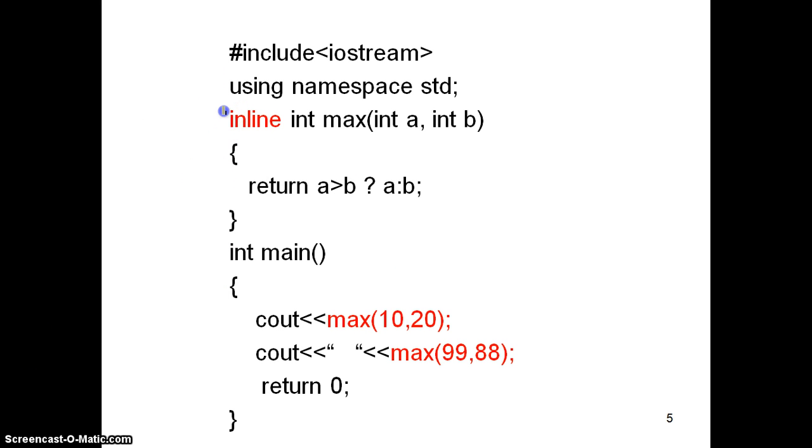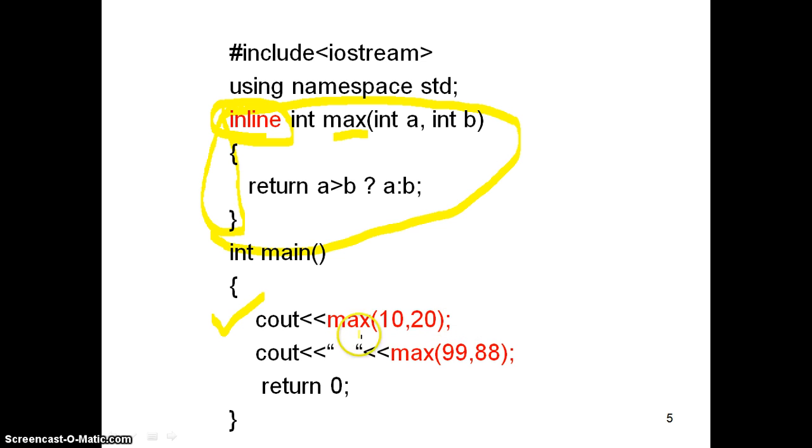Here I am going to write one function called max, where we have to find the maximum value. I am going to make this an inline function, and here is the definition of the function. In main, first I call my function using the function name, max, and as arguments I pass the two values, 10 and 20.